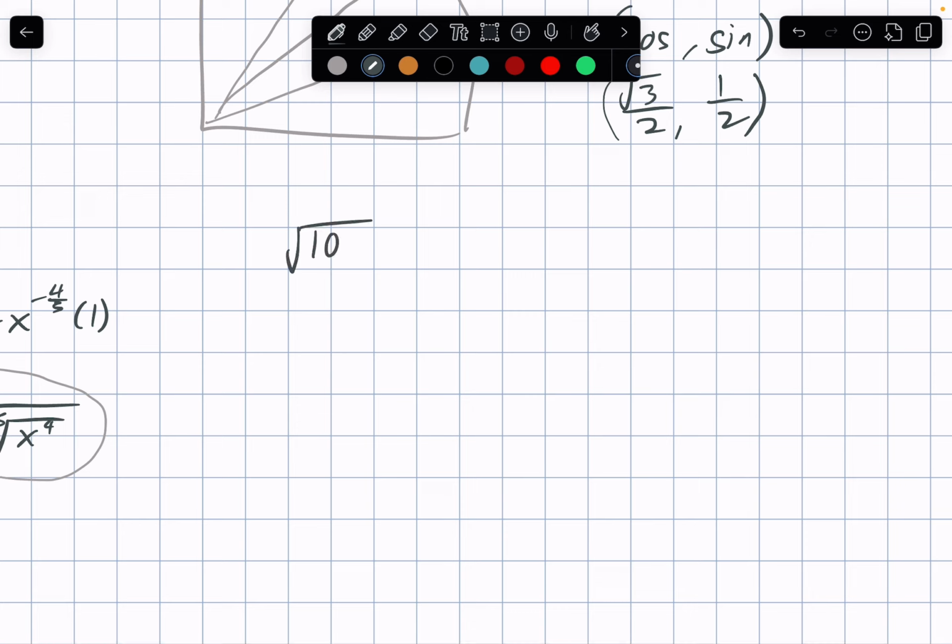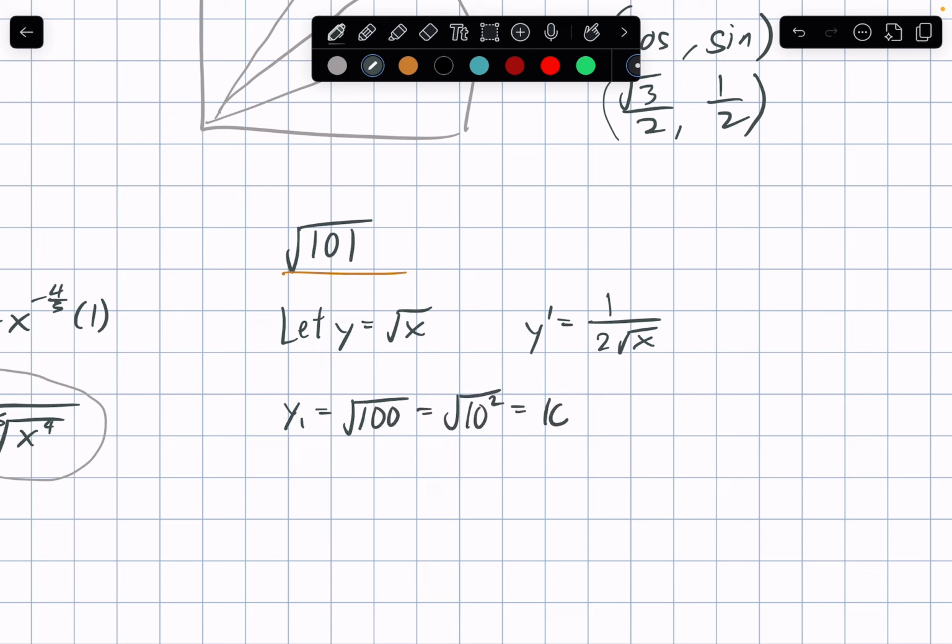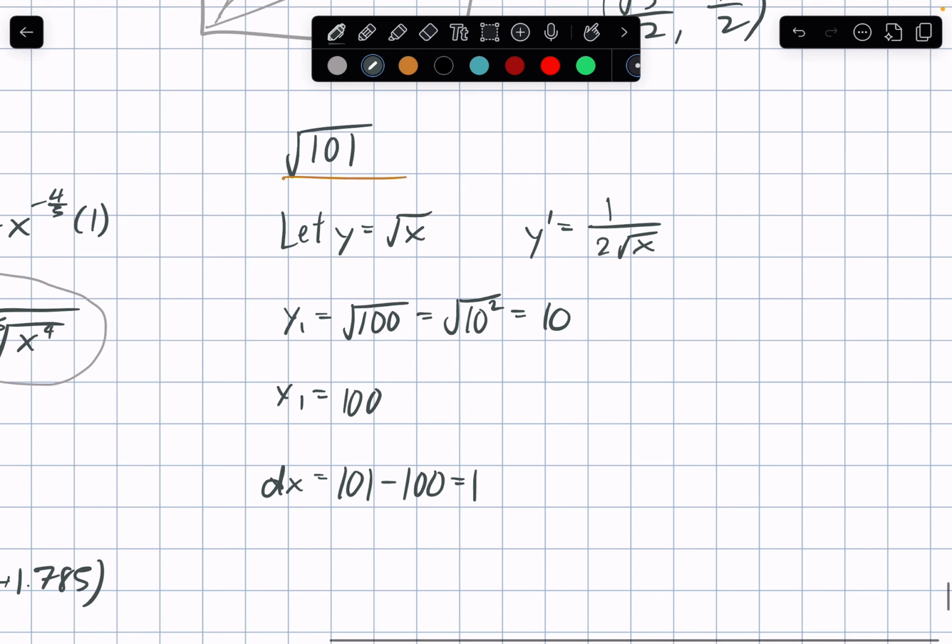What if you want to approximate the square root of 101? So find the derivative first. y1 is going to equal to, let's try square root of 100. That's easy. How about x1? That's going to be 100. dx is 101 minus 100 equal to 1.